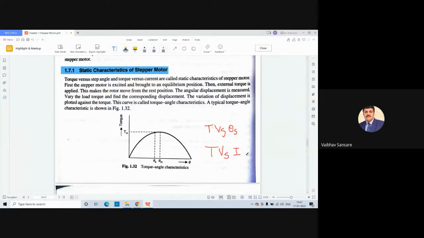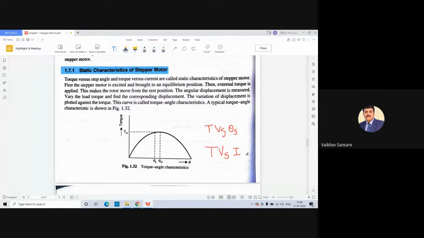Now, how to plot these static characteristics for a stepper motor? Whenever we have to plot static characteristics, first we bring the stepper motor to the equilibrium position. To bring it to the equilibrium position, initially we have to excite one of the stator phases by an external excitation pulse. Once we excite that particular phase, the rotor teeth come into magnetic locking with that stator phase, and this position is generally termed as the equilibrium position of the stepper motor.